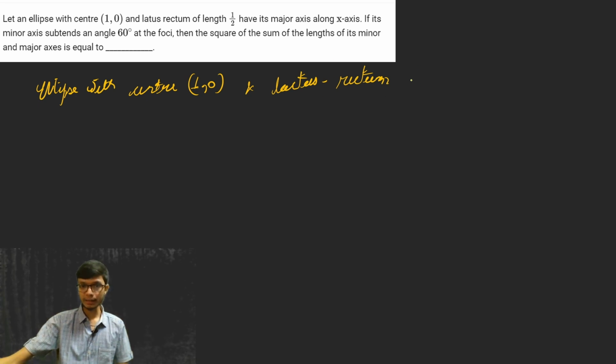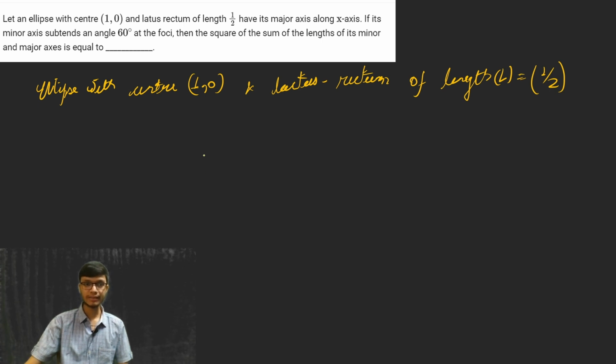The length of the latus rectum is half, the ellipse has its major axis along the x-axis, and the minor axis subtends an angle of 60° at the foci. Then the square of the sum of the lengths of the minor and major axis is asked. So we have to find the square of the sum of the lengths of the major and minor axis. Let me draw it properly.